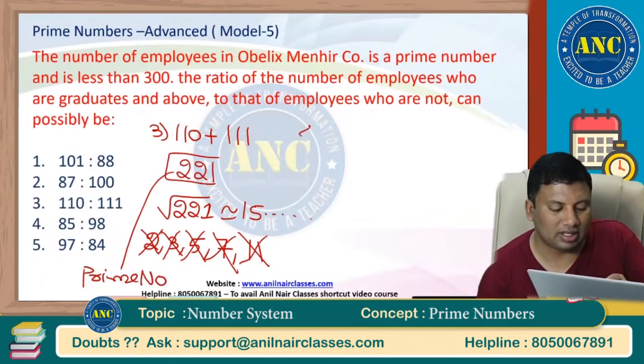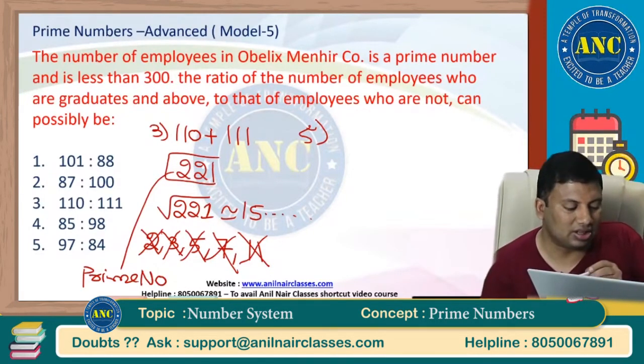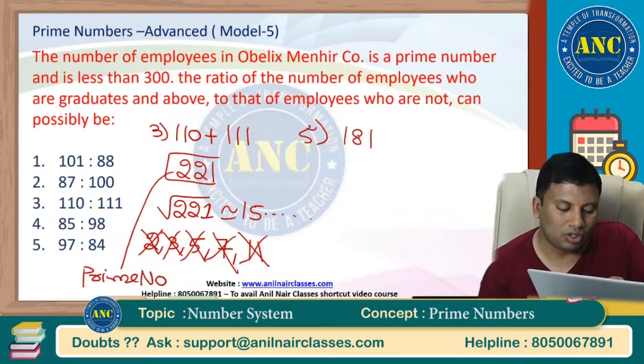Let us do the fifth one. 97 plus 84, which is nothing but 181. Root of 181.